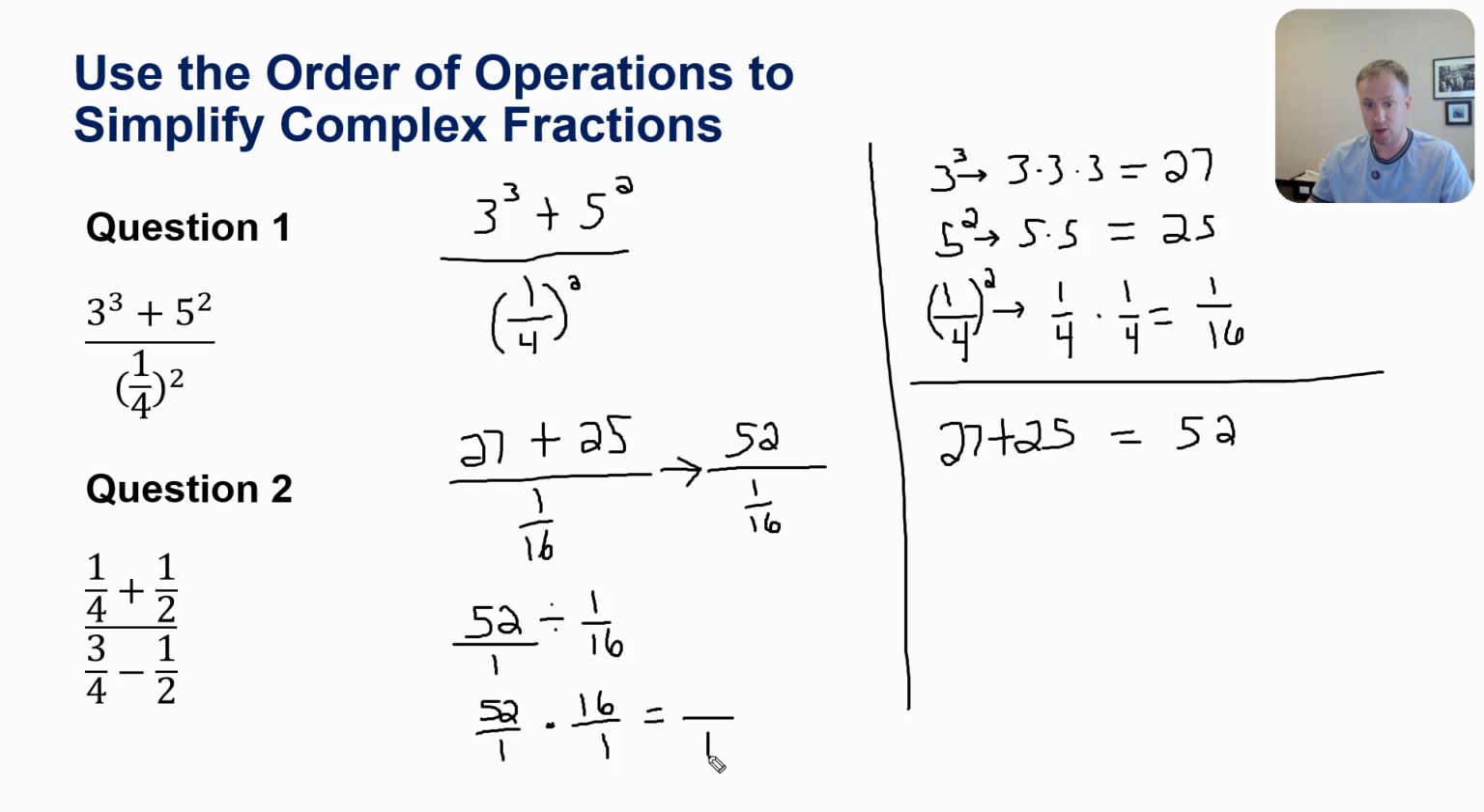1 times 1 is 1, and then we're doing 52 times 16. 52 times 16 then is a big number. It is going to be 832 here. So we have 832 over 1, which does simplify down to just 832. Okay, so that's question 1.